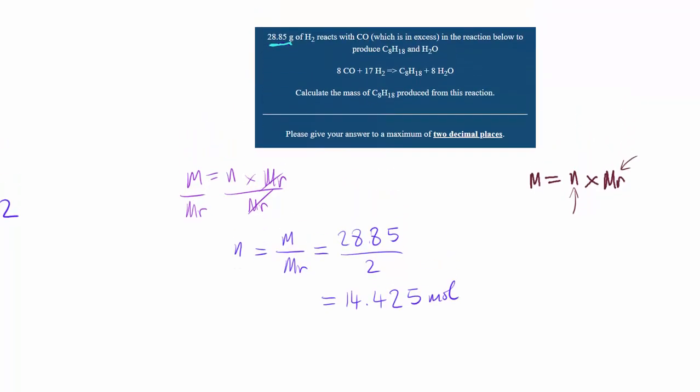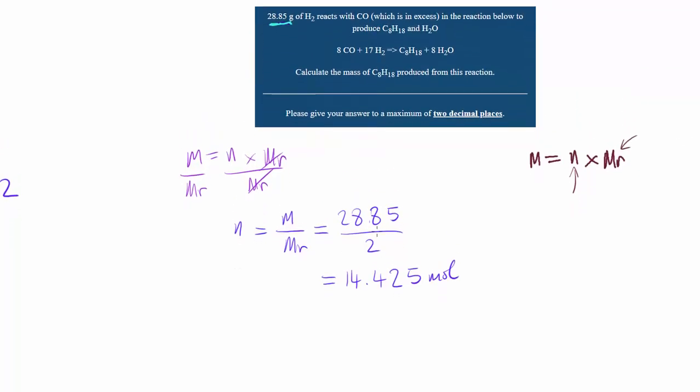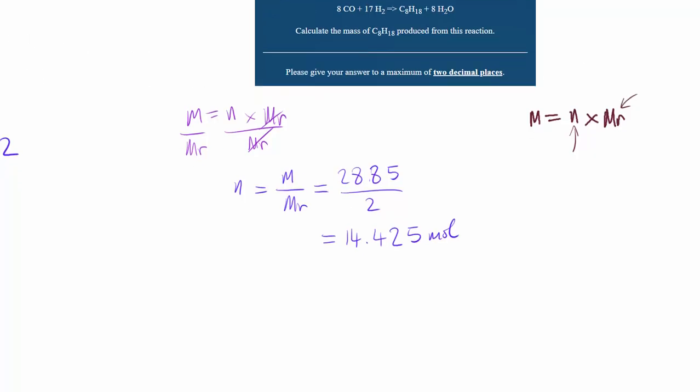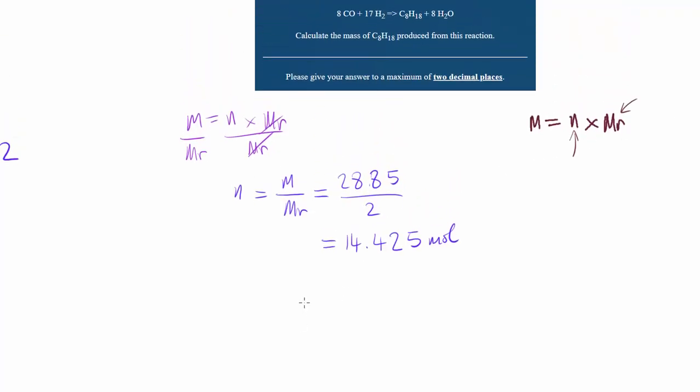Now at this stage, what can we do with that to figure out the amount of substance for the C₈H₁₈? Well, let's first establish a comparison ratio. So moles of H2 as a ratio compared to the moles of C₈H₁₈.